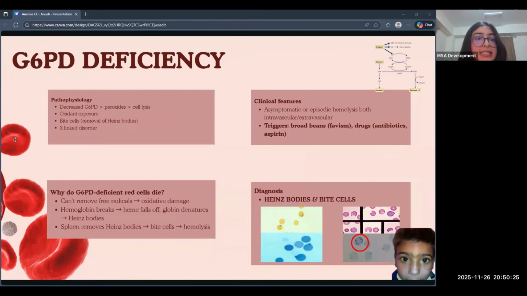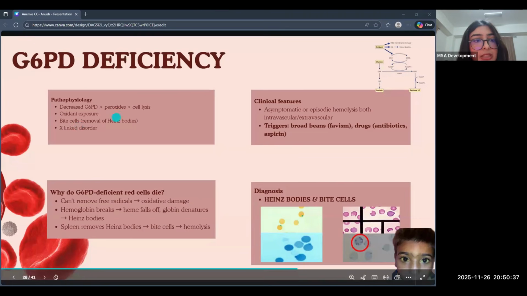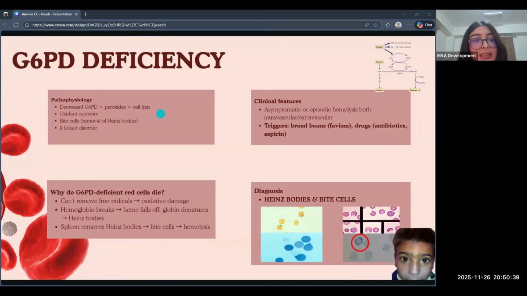Now let's talk about G6PD deficiency. So let's talk about the pathophysiology first. So we have decreased G6PD, and there's cell lysis, and there's increased oxidant exposure. This causes bite cells, which is basically removal of Heinz bodies. And this is an X-linked disorder.